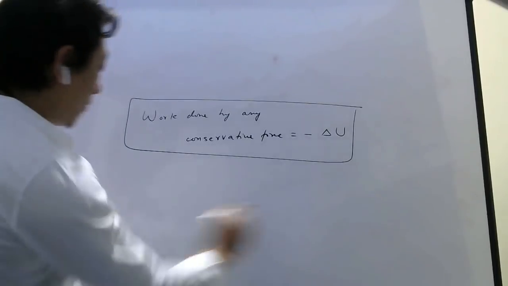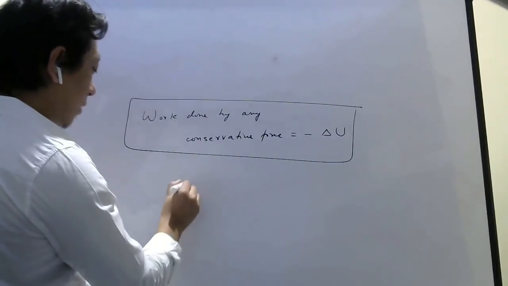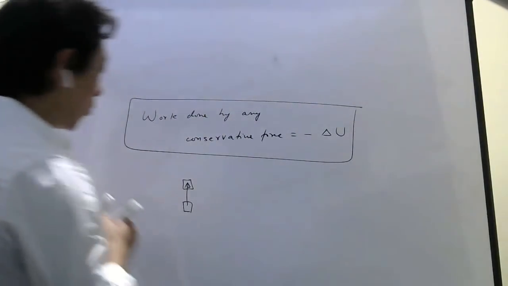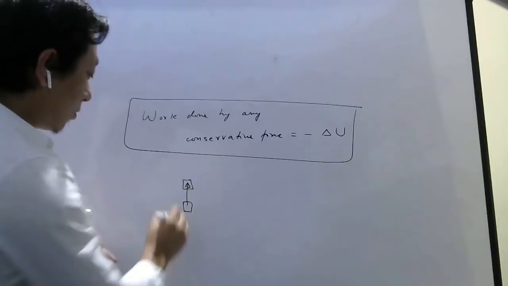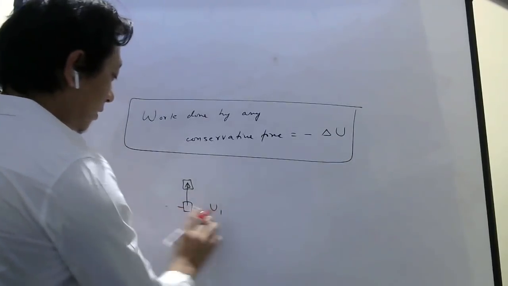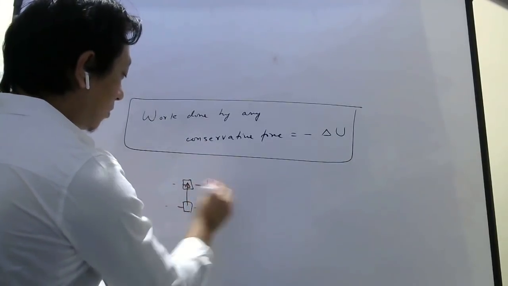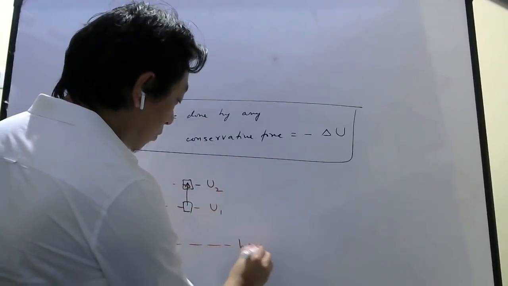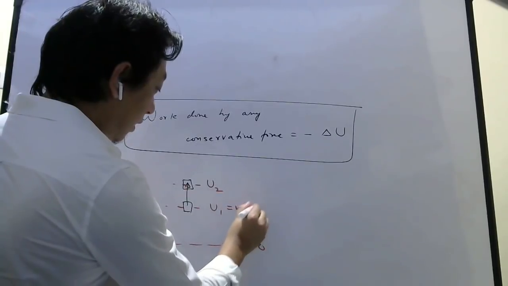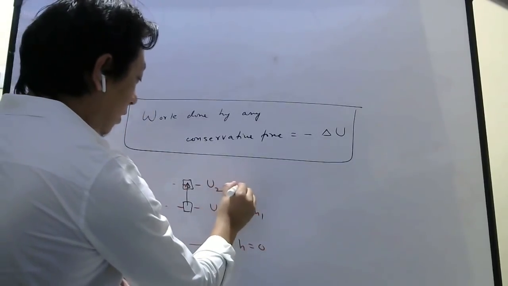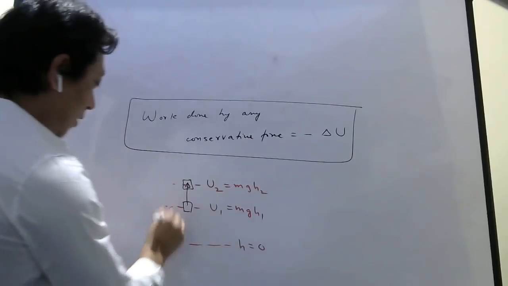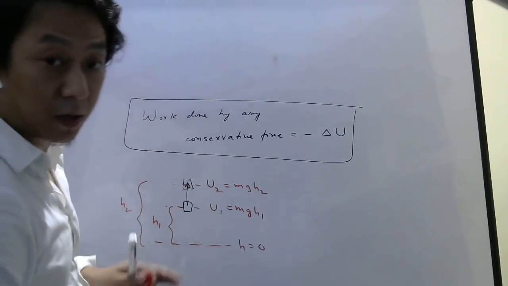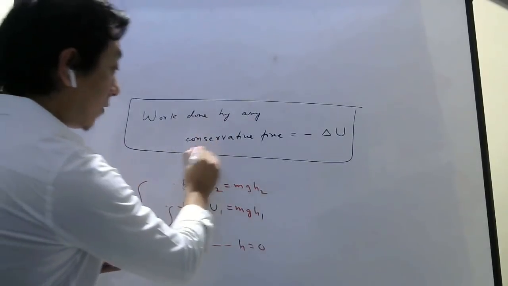A very simple way of understanding is, suppose a body goes from here to here, and let's say I want to calculate work done by gravity. Here let us say potential energy initial is U1, final is U2. If I measure height from here, U1 will be mgh1, and U2 will be mgh2. h1 means this height, h2 means this height. Correct? Okay.